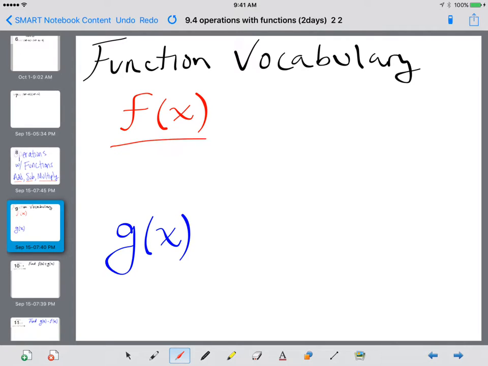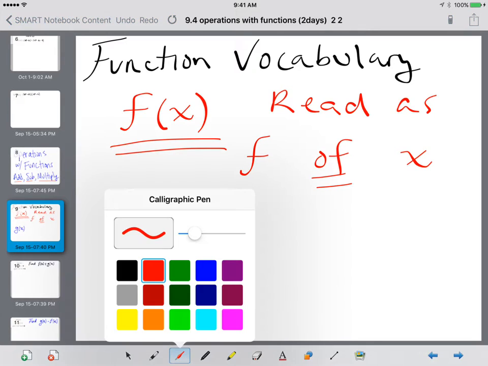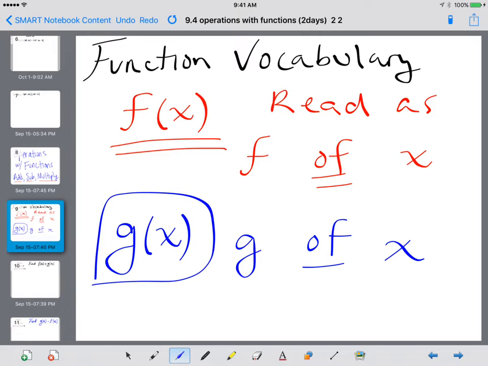You may have seen something like this before in the past, and we read this as f of x. So when you see it within parentheses, we just need to put a little "of" there. With the g in front, not much changes. It's just read as g of x. So when I say those words, f of x or g of x, I'm referring to these functions.